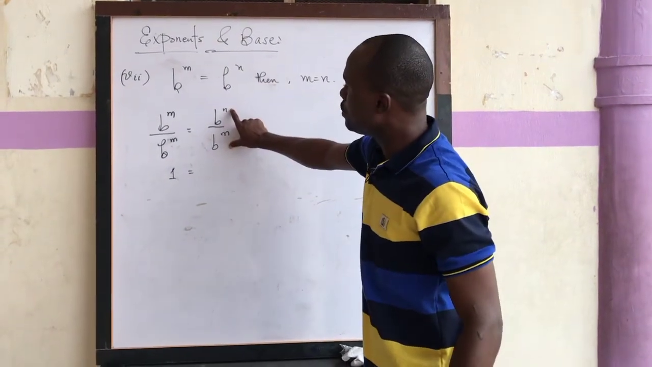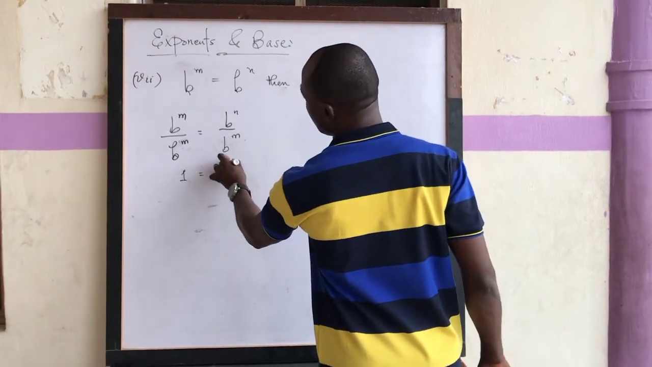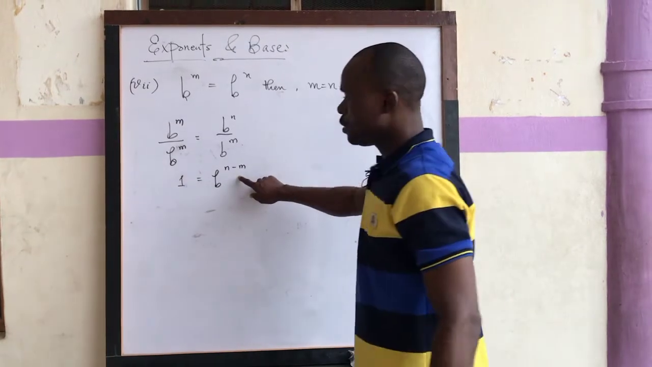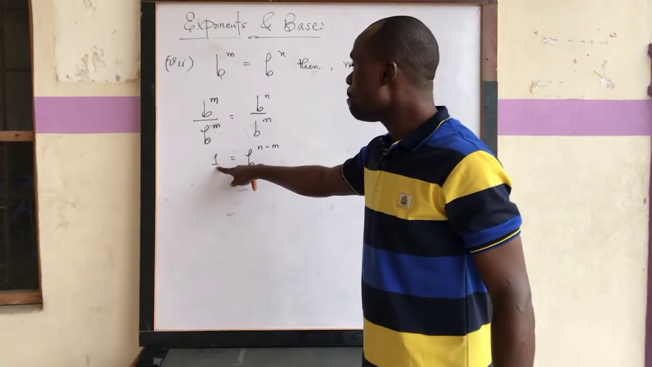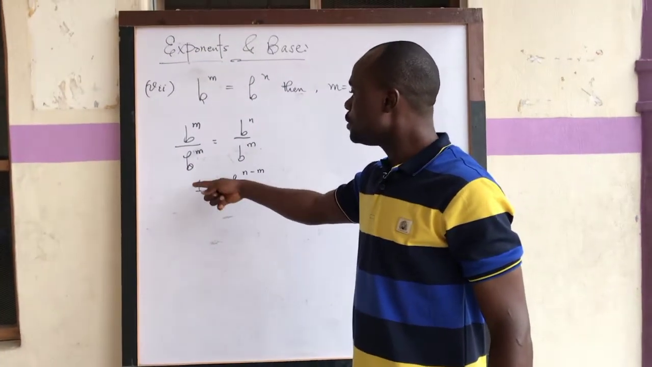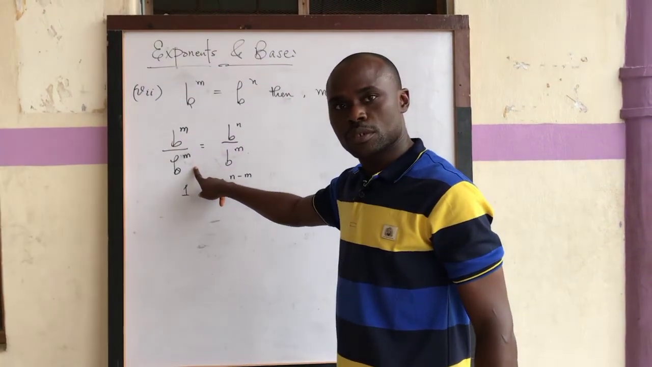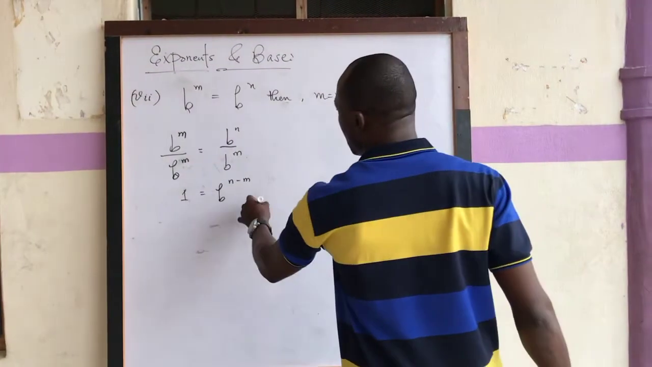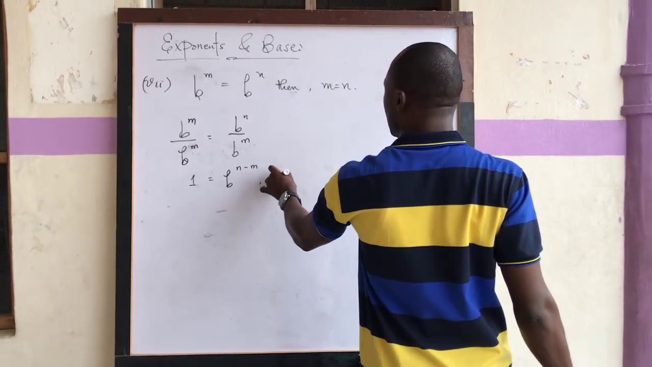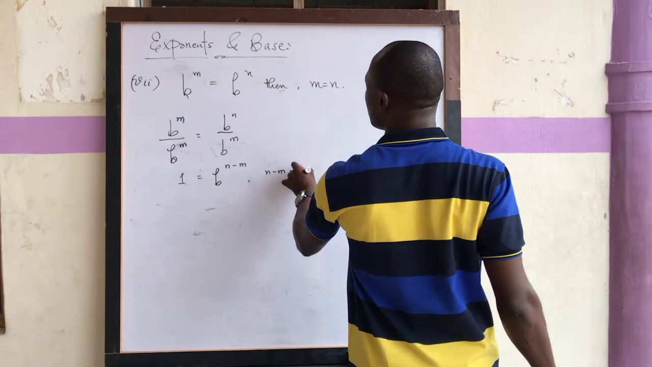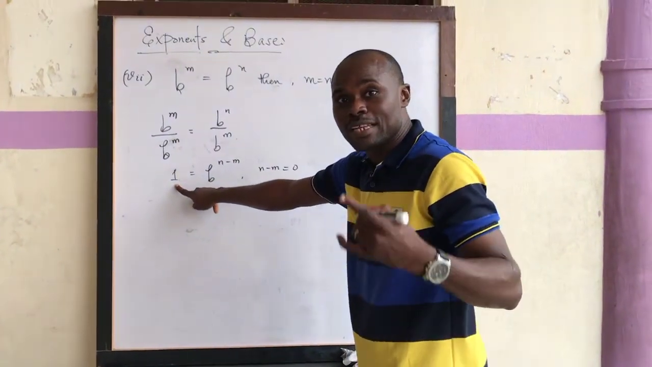And on this other side, by the second law, you remember the second axiom, this is going to be b raised to the power of n minus n. And remember we said that if you have 1, this can be written as b raised to the power of 0. So if that is true, it is obvious that n minus n is actually equal to 0. That is what it means, because if this is b raised to the power of 0, then this is equal to 1. We have said that already.